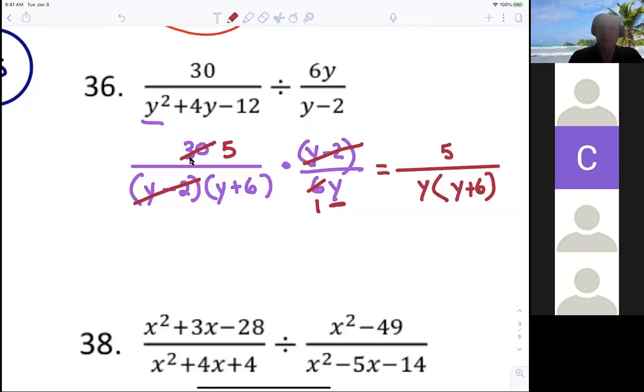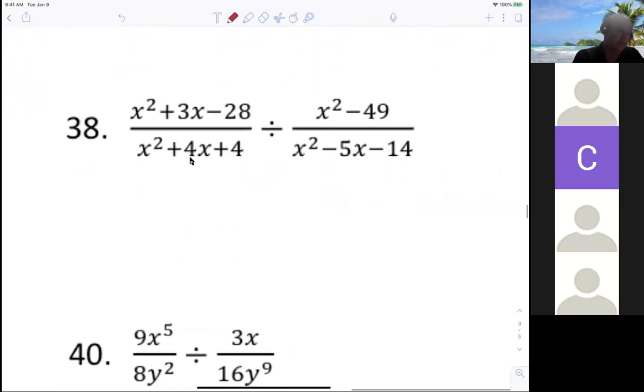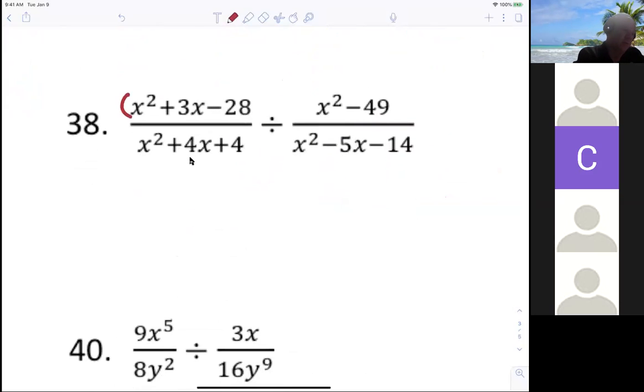All right, making progress here, guys. Anybody have any questions? All right, I'm pretty happy. Let's check out 38 now. Again, we're going to factor this one.